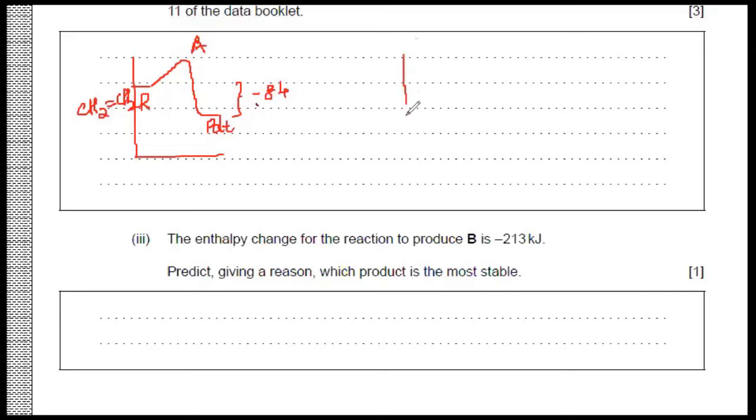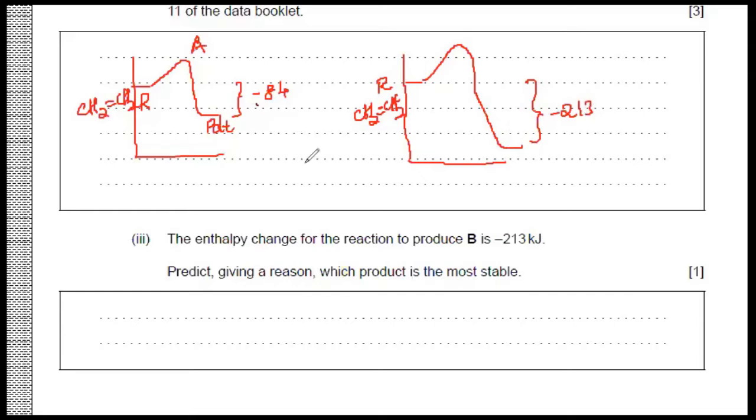For compound B, the starting reactant is the same. That means the reactant energy remains the same. It does not change. We are starting off the reaction to get compound A or B from ethyne. That is the basic reason why the energy level for the reactant is the same. But after the formation of compound B, its energy goes down to a lower level, and the gap widens out. It's minus 213 kilojoules. The gap is broader.